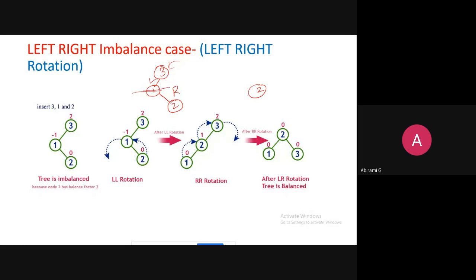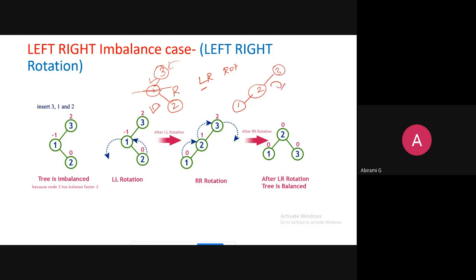But while rotating, first you do the left rotation on the lower side, then a right rotation. First left rotation at the lower level. Lower level means this leaf level. Then you have to rotate it. So two will come here, one will go here. Two, one, and three. Then again a right rotation.